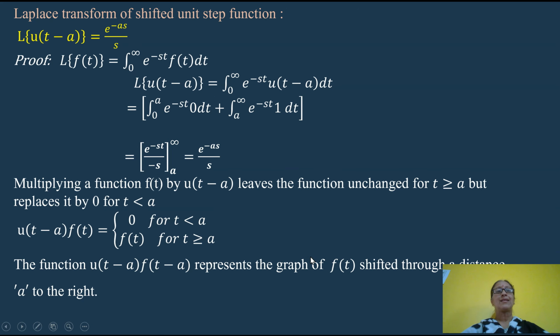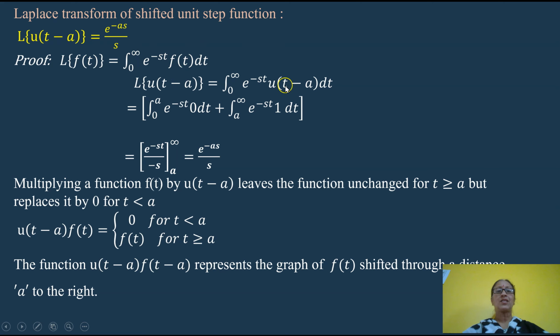Now let us see next definition, Laplace transform of shifted unit step function. Let us see Laplace transform of this shifted Heaviside function. So L of u of t minus a equal to e power minus as upon s. How do you get this? As usual, first we have to consider basic definition of Laplace transform, then replace this f of t by shifted Heaviside function. Now here we have replaced f of t on both sides of this equation by shifted Heaviside function.